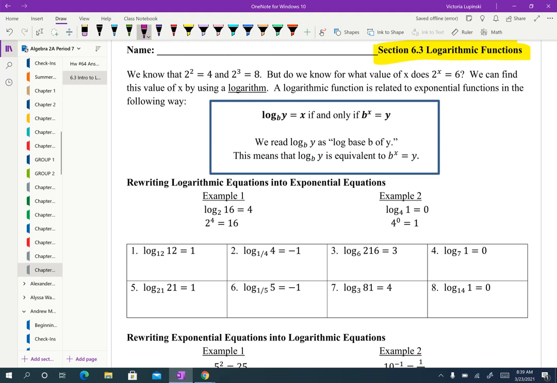This idea of a logarithm might be something that's brand new to you, not that it's difficult, but if it is brand new, you're going to want to take special care to make sure that you are doing the homework and asking questions on a timely basis. That way you don't fall behind.